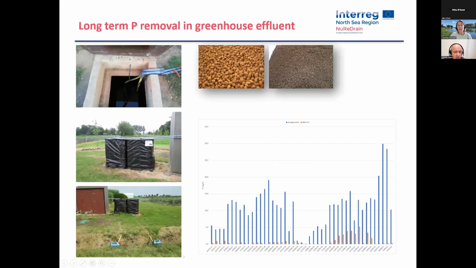We also applied this on greenhouse effluent. It's a very low-cost self-made system. You use a cubetainer, which you fill with this material, and you let the water flow through the cubetainer. The blue bars are the peak concentrations of the inlets, and the orange bars show you the peak concentrations at the outlet.